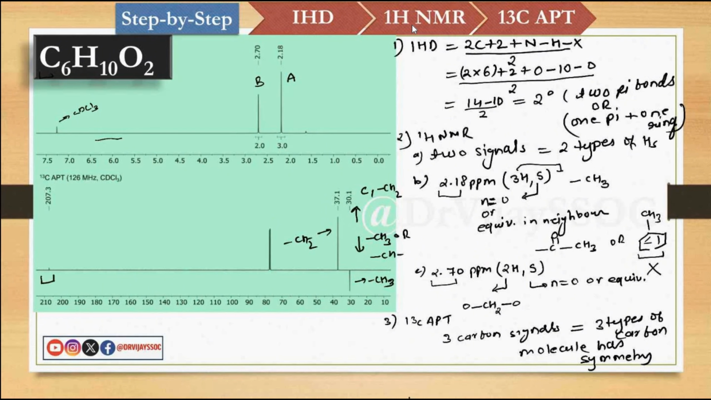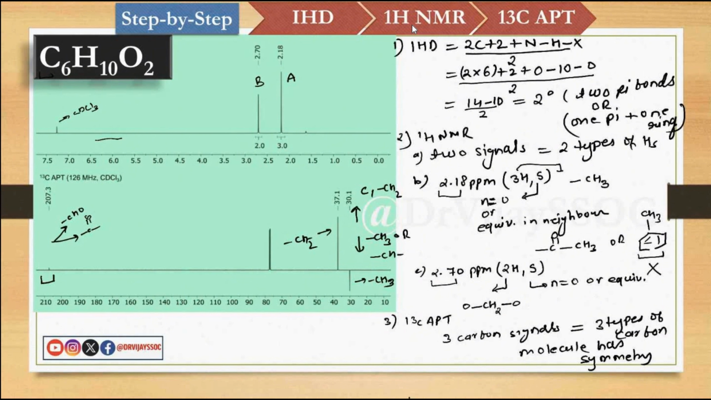Now look at the deshielded region. There is a signal with low intensity, and we have already learned that this could belong to a ketone, because it is around 200. After 200, it usually belongs to the carbonyl of a ketone or aldehyde.